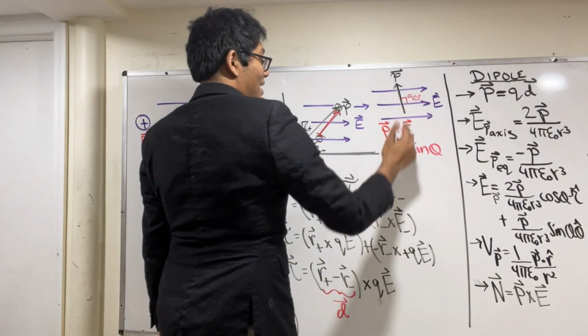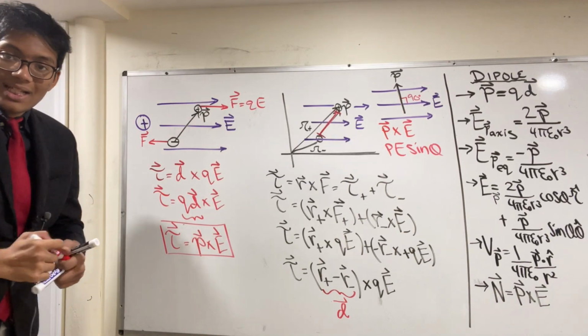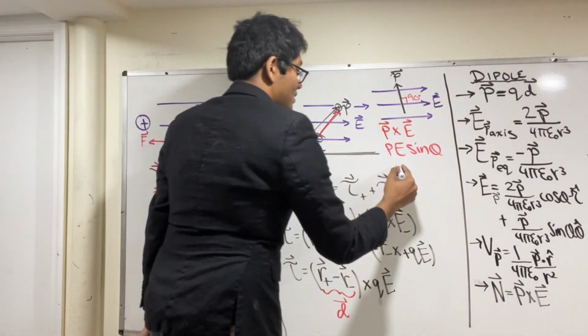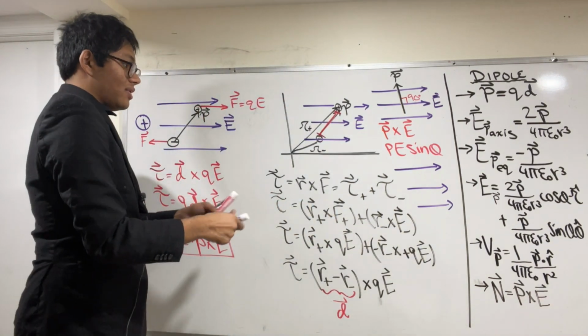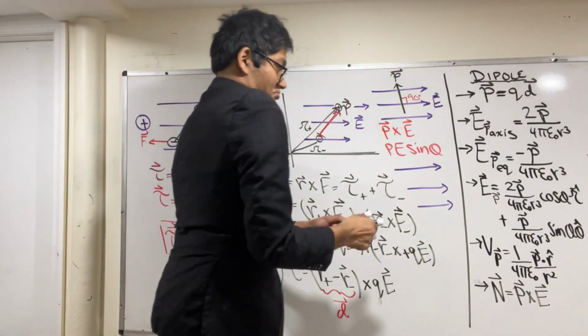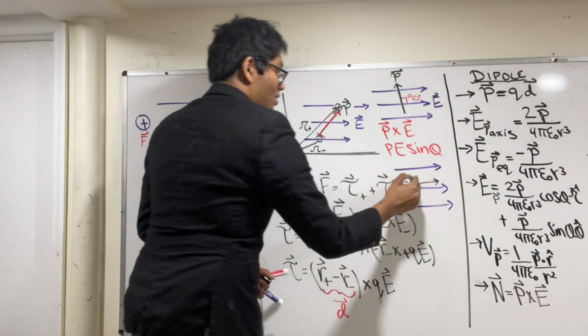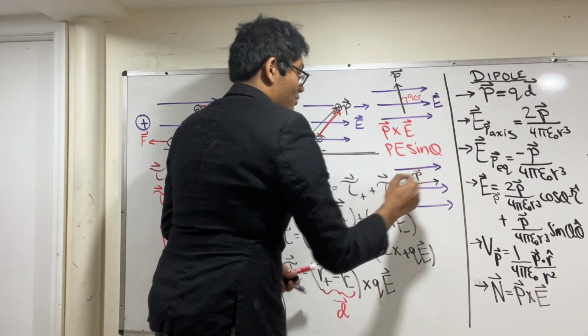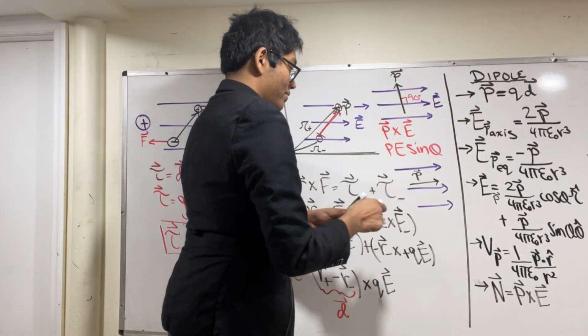So this is going to be at a maximum. The torque is going to be at a maximum when the electric dipole is perpendicular to the uniform electric field. On the other hand, if your electric dipole is already pointing in the direction of the electric field, then there's no torque, right? Because now the two directions are parallel. They're parallel. So the angle theta is simply going to be 0.